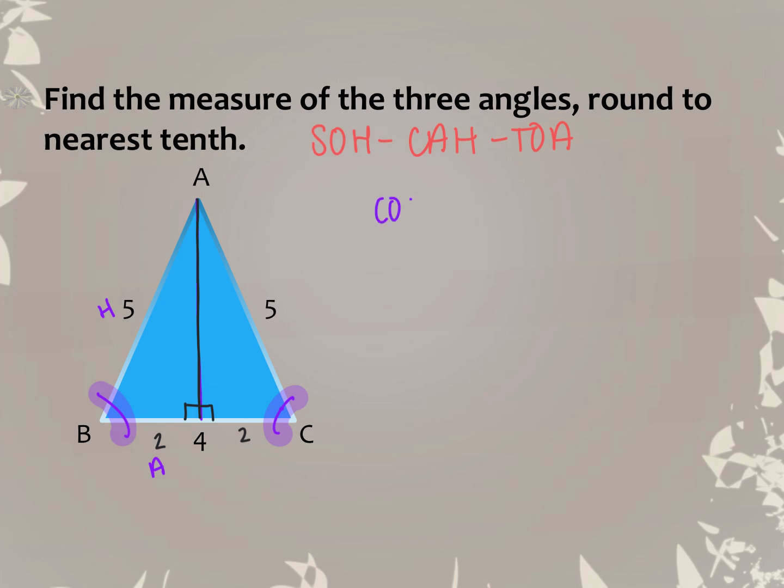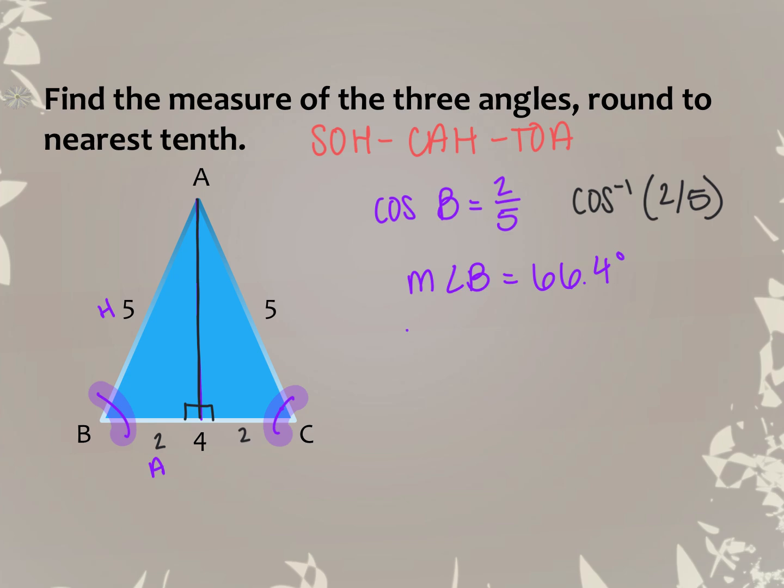So right now I have cosine B equals 2 over 5. I'm solving for my angle, so I have to use my inverse. So it's going to look something like cosine -1 times 2 over 5. Go ahead and plug that into your calculator. And what would you get for the measure of angle B, rounded to the nearest tenth? Good. The measure of angle B is 66.4. So that means angle C is also 66.4.